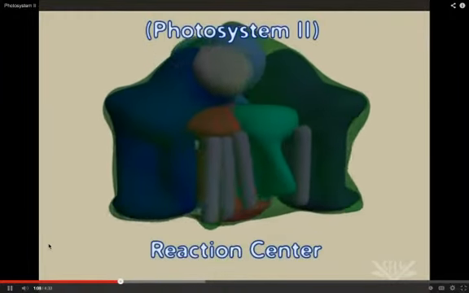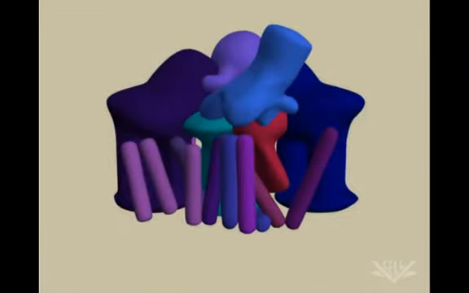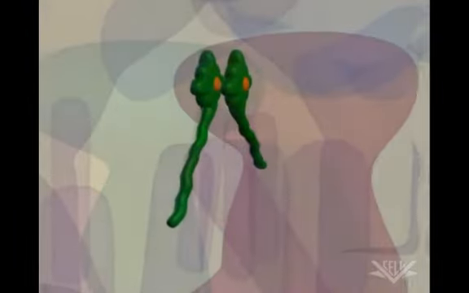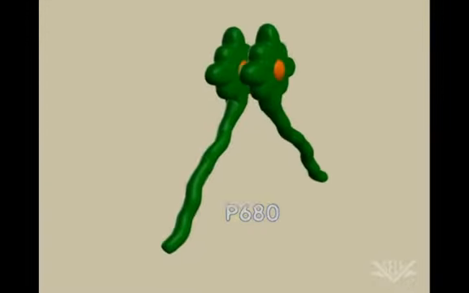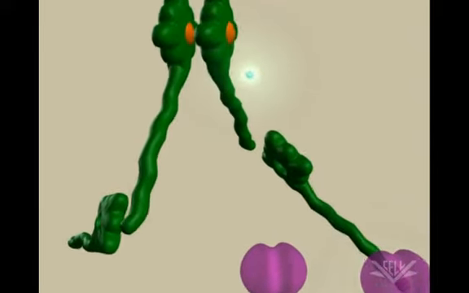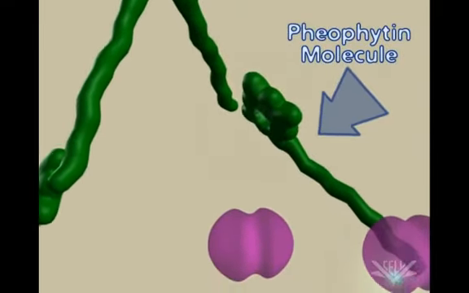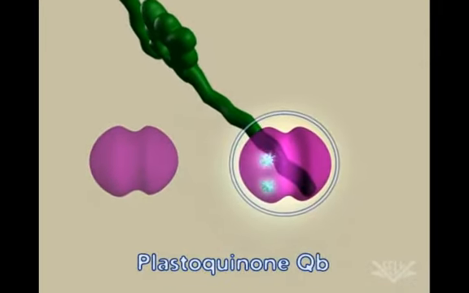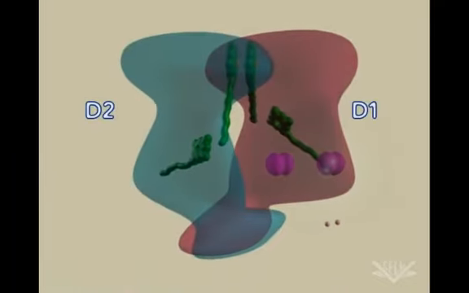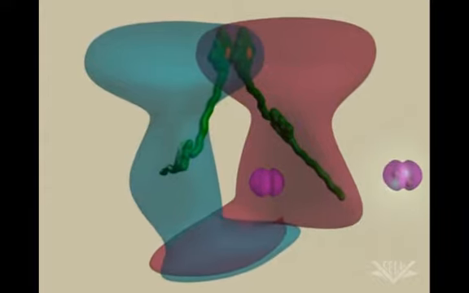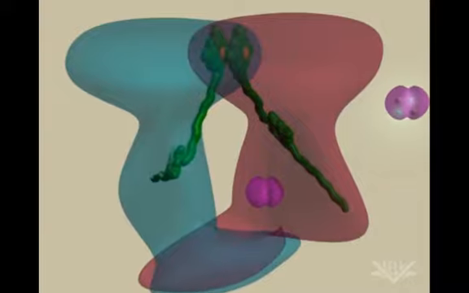The reaction center of photosystem II consists of multiple proteins and pigment molecules. At the heart of the reaction center is a special pair of chlorophyll molecules, P680, which donate an electron to the electron transport system. In photosystem II, the electron is then passed to a phaeophytin molecule. The electron is then passed to plastoquinone QA and then to plastoquinone QB. These plastoquinone molecules are embedded in the D2 and D1 proteins. Once QB has accepted 2 electrons, it then acts as a mobile carrier to the next component of the photosynthetic electron transport system.